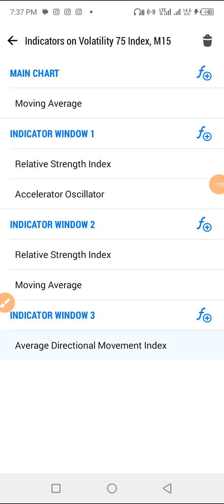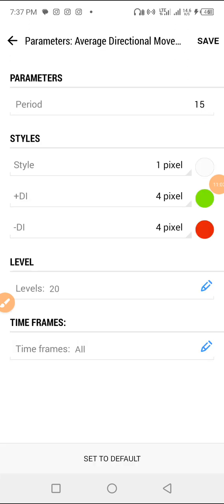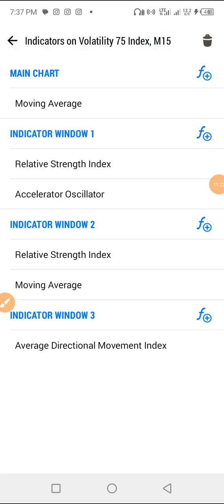Then lastly, you add the ADX. ADX period 15. Style should be white. Plus DI should be green. Minus DI should be red. The level should be 20. Don't forget that the plus DI, when it's above level 20, indicates momentum for buy. Minus DI, when it's above level 20, indicates momentum for sell. So this is how the strategy works.